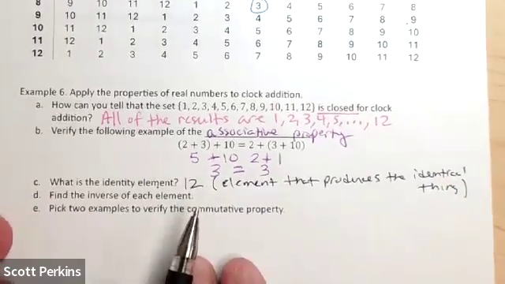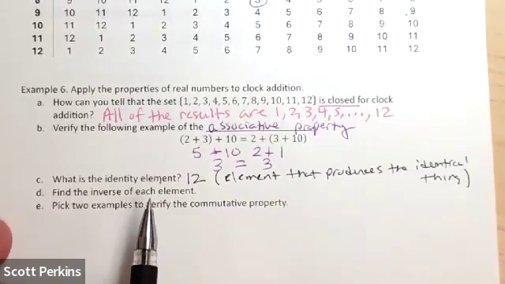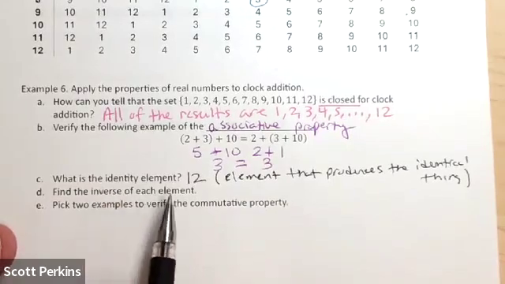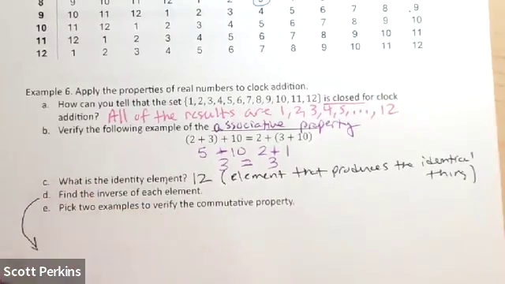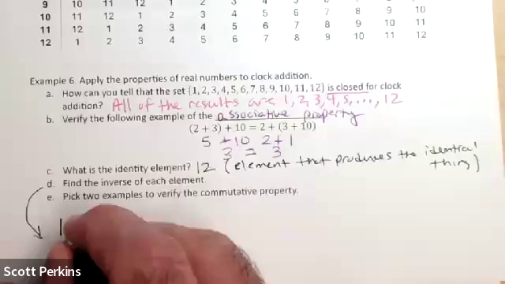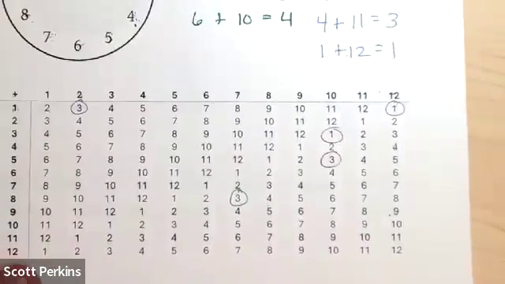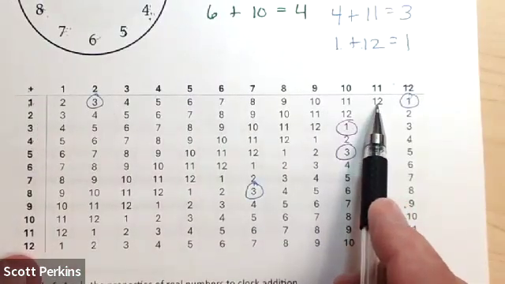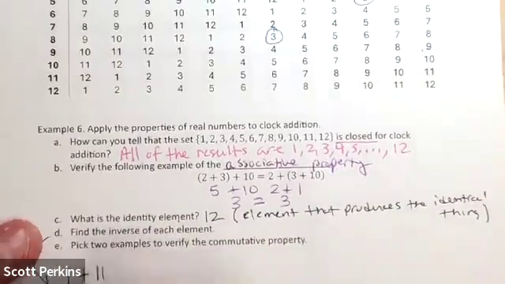What's the inverse of each element? Okay, remember, an inverse is the two things that you combine in order to get the identity. So let me come right here. We're going to do the work right below this. What's the inverse of 1? 1 plus what gives me 12? And you can look up at the table. 1 plus 11 gives me a result of 12. It produces the identity.